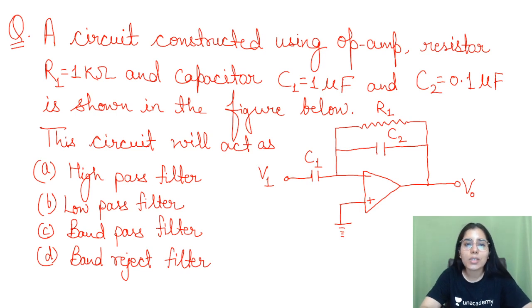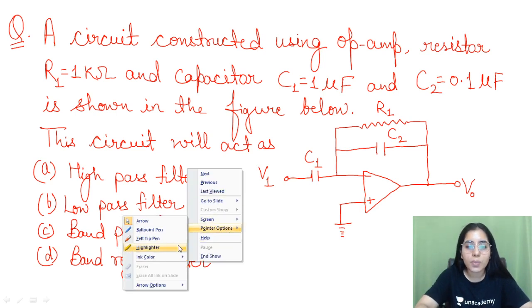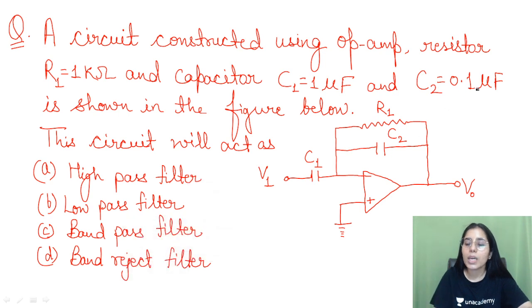The question is: a circuit constructed using operational amplifier, resistor R1 equal to 1 kilo ohm, the value of this resistance has been given there, and capacitor C1, which is this one, its value is 1 microfarad. Then the C2 value has been given, that is 0.1 microfarad, which is this capacitor, as shown in the figure below. This circuit will act as which of these filters? These are the options given to us: high pass, low pass, band pass or band reject filter.